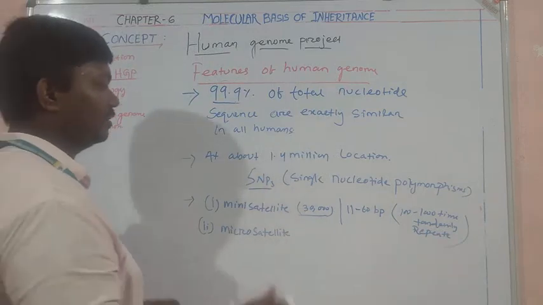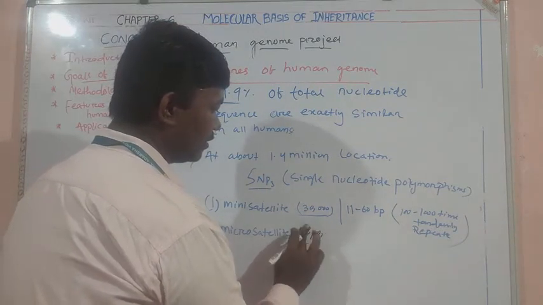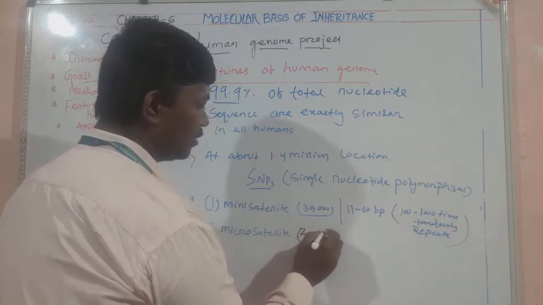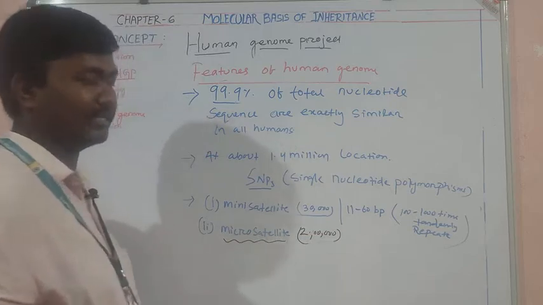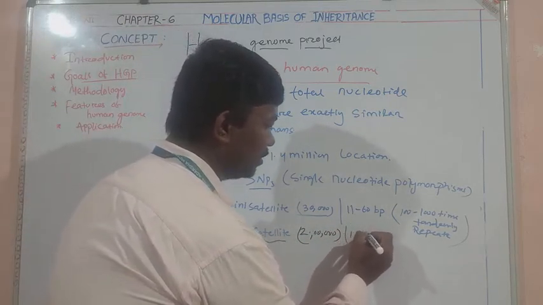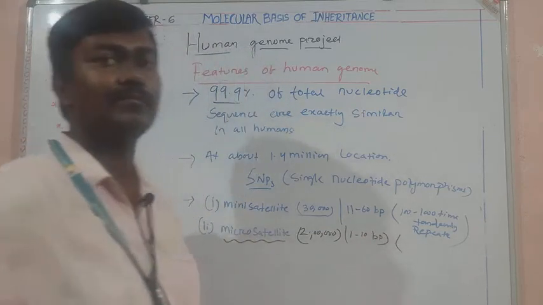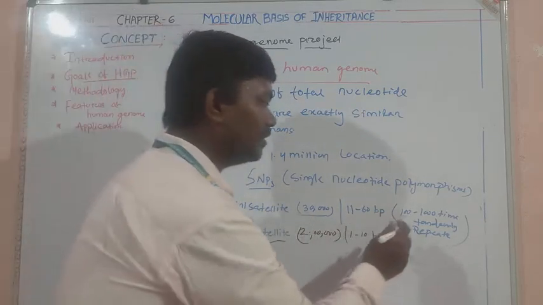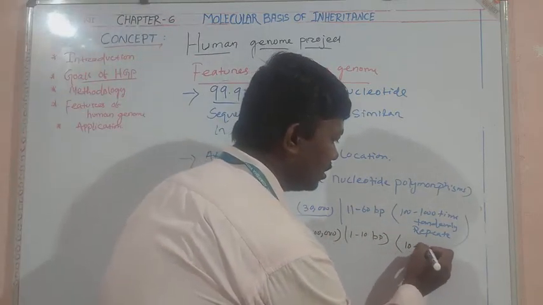Remember, there are more than 2 lakh microsatellites present, and their length is about 1 to 10 base pairs, with tandem repetition up to 10 to 100 times.